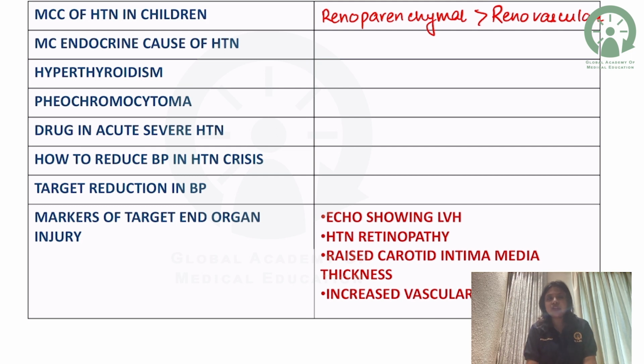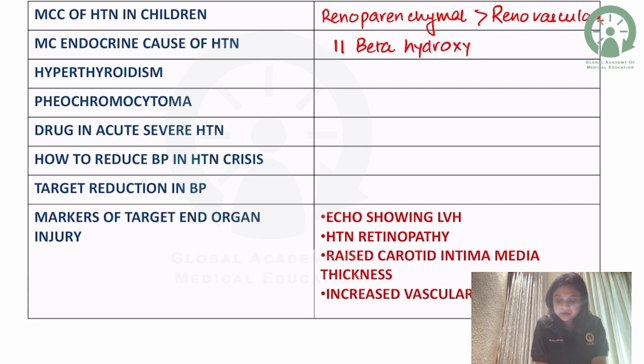Most common endocrine cause of hypertension, or the question can be put forward like this also: most common cause of hypertension in infancy, most common hormonal cause of hypertension in infancy. The answer will be 11 beta hydroxylase deficiency. This is a type of congenital adrenal hyperplasia which presents with hypertension.